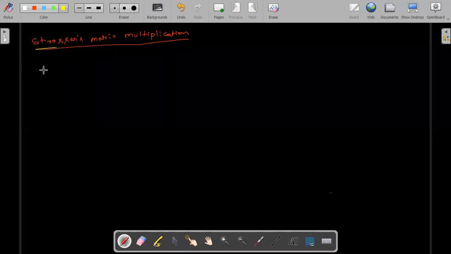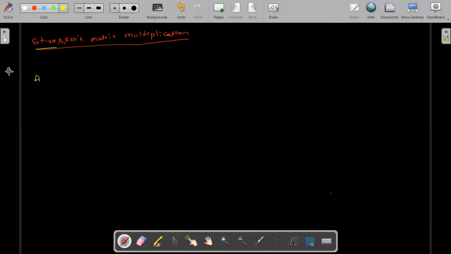Okay, so let's take a matrix A. I'm talking about matrix addition here. So suppose, for example, we take one matrix A like this. Again, one more matrix, you take B, equal to like this.